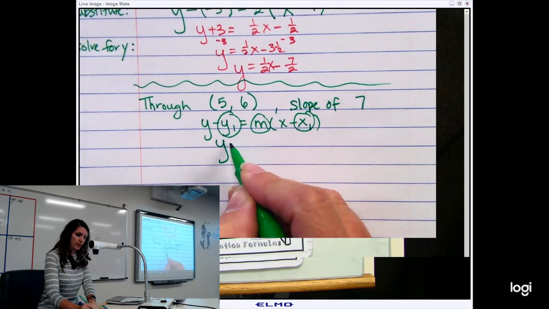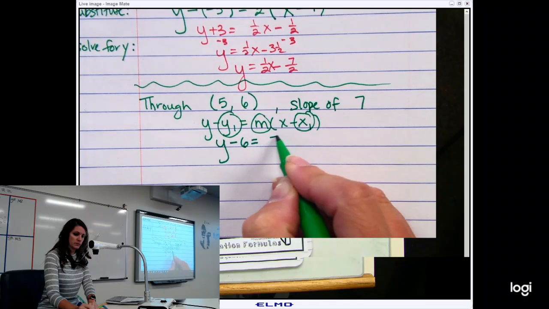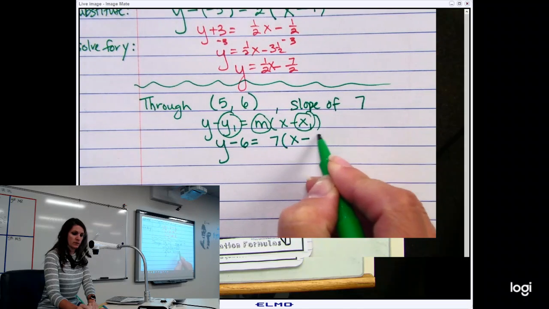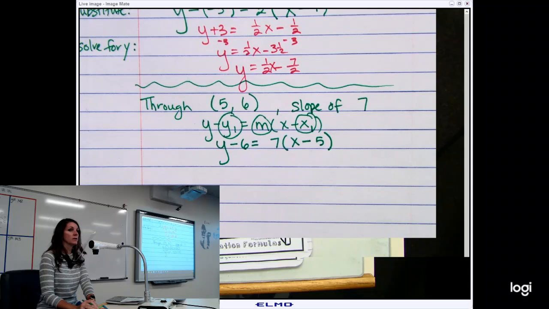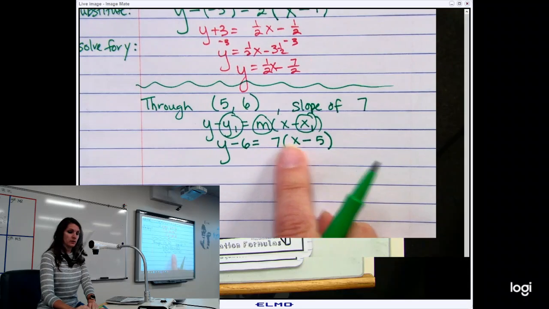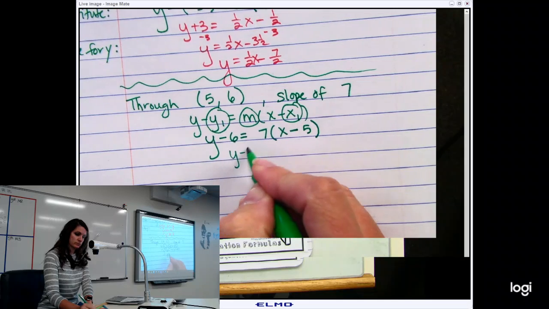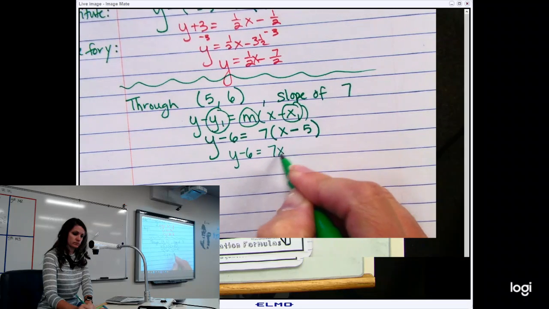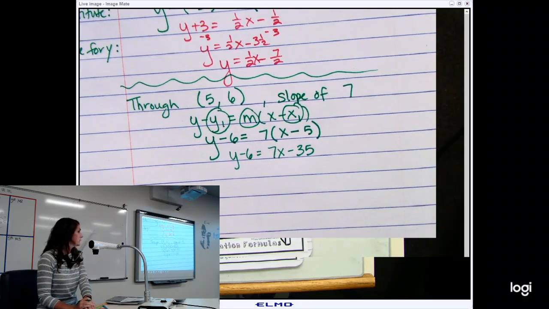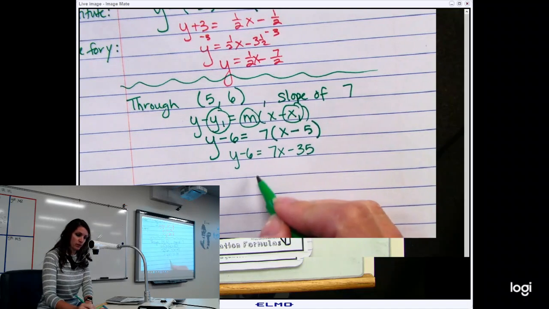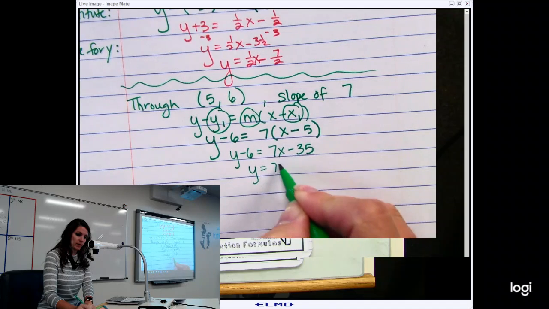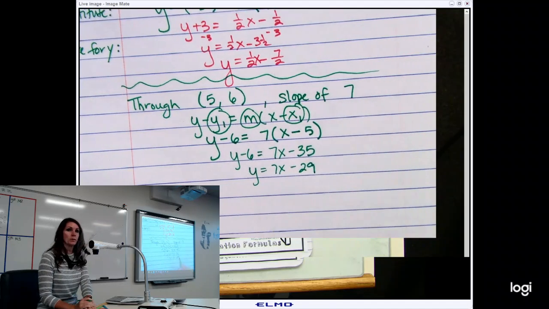All right, Y minus 6 equals 7 times X minus 5. Any questions with how I set that up? All right, solve for Y. You're going to distribute on the right. And what do we need to do to get the Y alone? Add 6, right? So Y equals 7X minus 29.